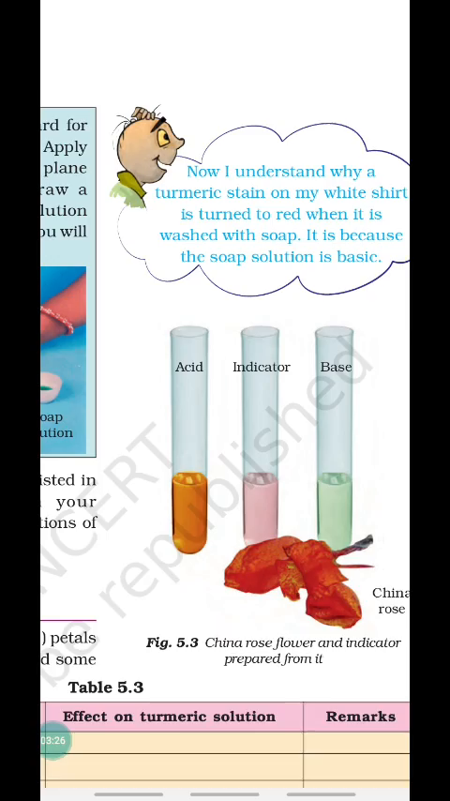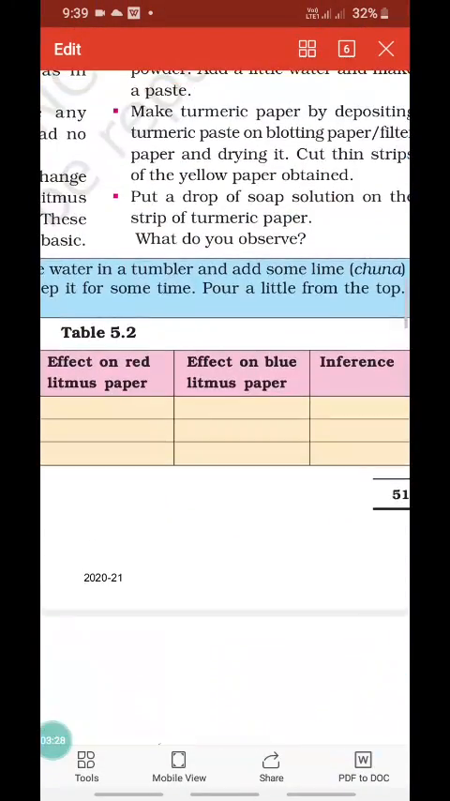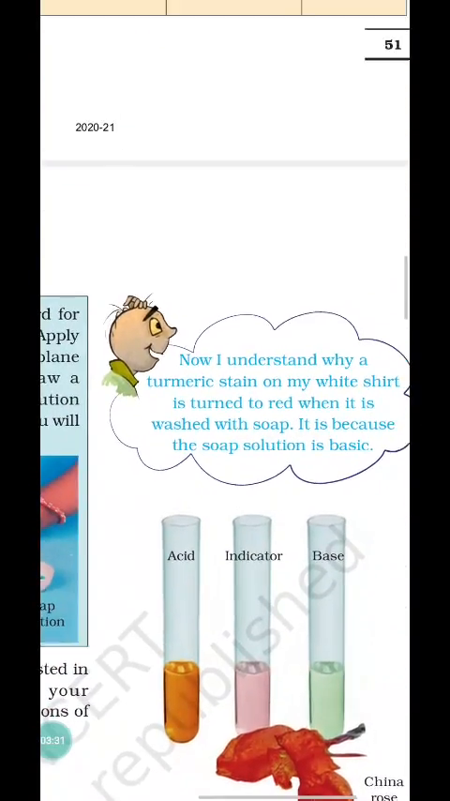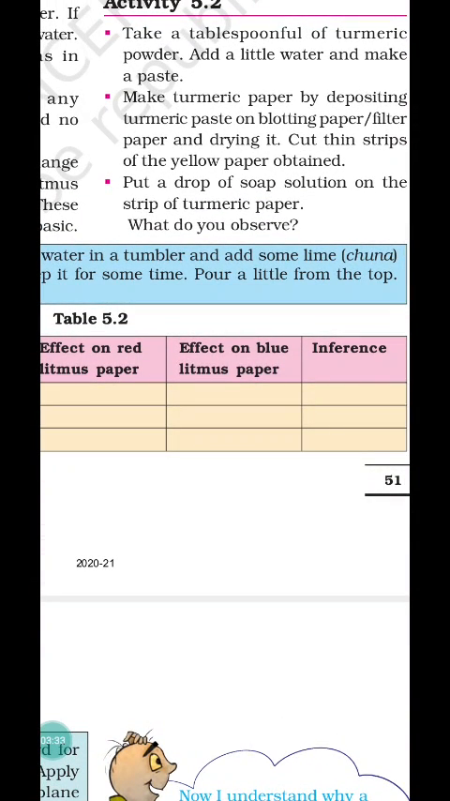Also we can use turmeric solution. Turmeric also can be suggested. You prepare a turmeric paste and using a brush paste the turmeric paste on a white paper. Dry the paper. This functions as an indicator, and it is yellow in acids and reddish brown in bases.